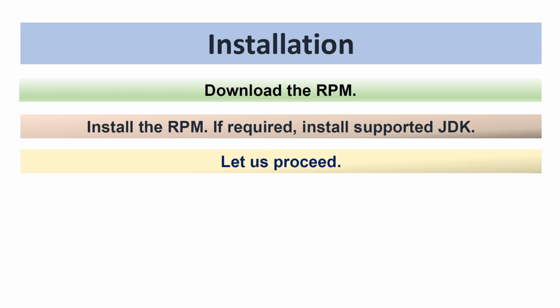To install Oracle SQL Developer on Linux, you download the SQL Developer RPM, you install the SQL Developer RPM, and if required, you install the supported JDK. So the steps are: download SQL Developer, install SQL Developer, and if required, install the supported JDK.